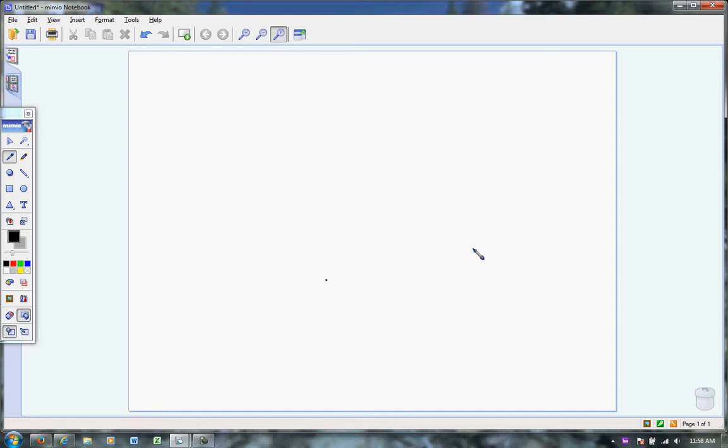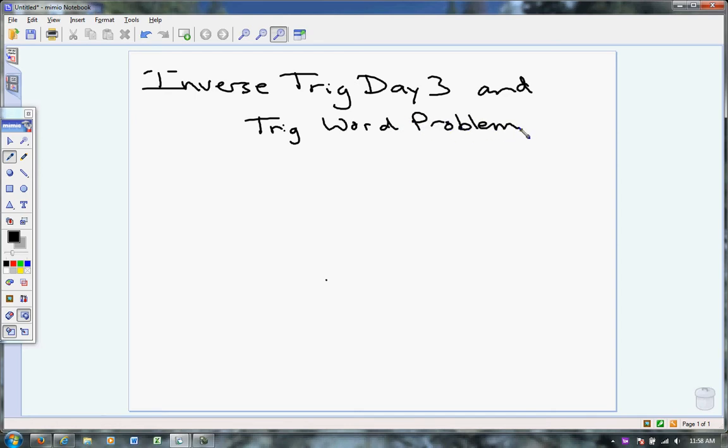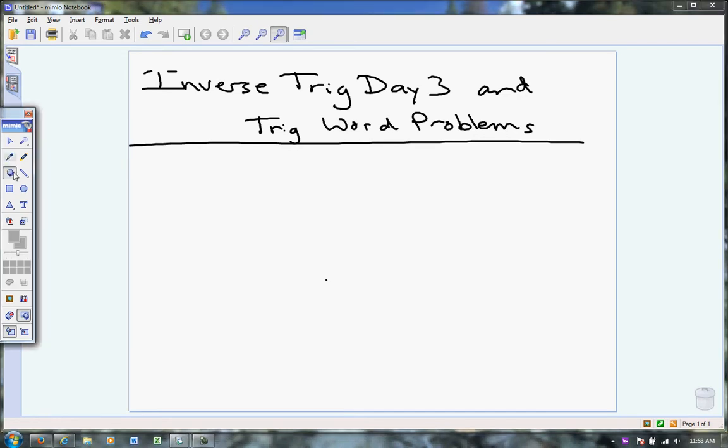We're going to do a little bit more with inverse trig. Yeah, that's supposed to be an I. Inverse trig, day 3, and we're going to do a little bit with some trig word problems. And these are not real hard trig word problems. They're actually pretty easy, and I think you'll do pretty well with them.